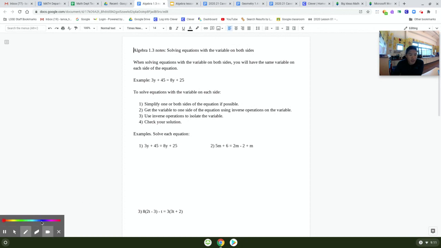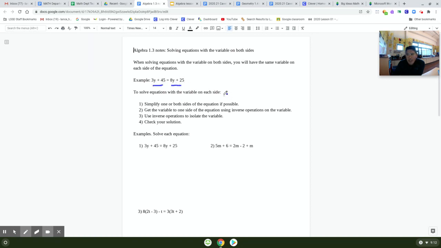So when you're solving equations, there are certain things that you want to do no matter what type of equation you have. Simple equations, multi-step equations, equations with the variable on each side. The steps here that I have listed for you basically cover almost every single equation that you're going to solve. Here's an example of solving an equation with the variable on each side.